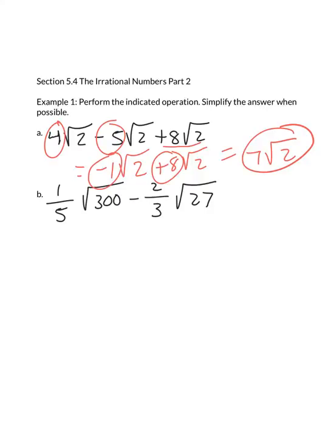You'll notice I left a lot more room to write for B because B is going to be a little bit more work. B, we have 1/5 square root of 300 minus 2/3 square root of 27. I see a subtraction symbol. Remember, we cannot jump right into adding and subtracting unless we have the same exact number under the square roots, and we do not. We have a 300 and a 27 under the square roots. So this is going to have an extra step right at the beginning that part A did not have.